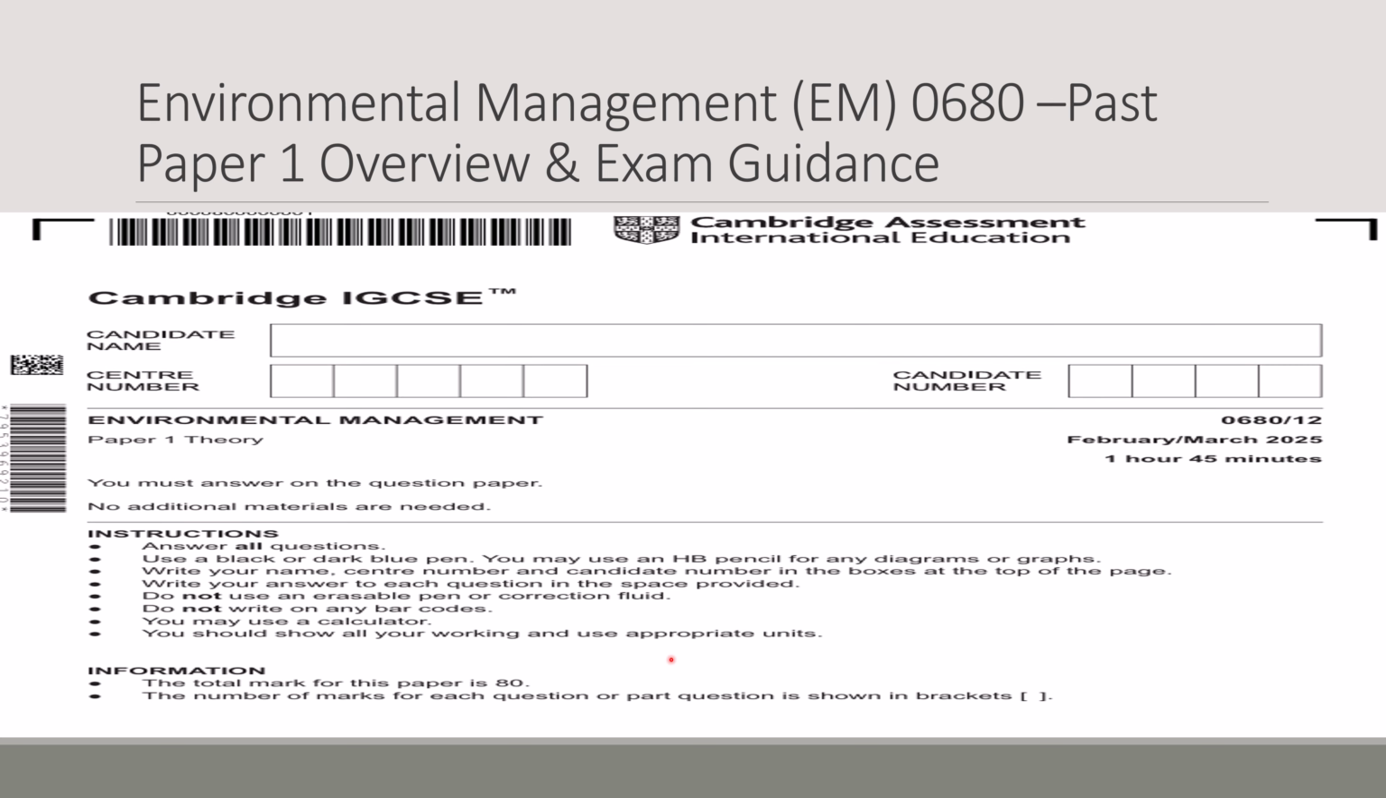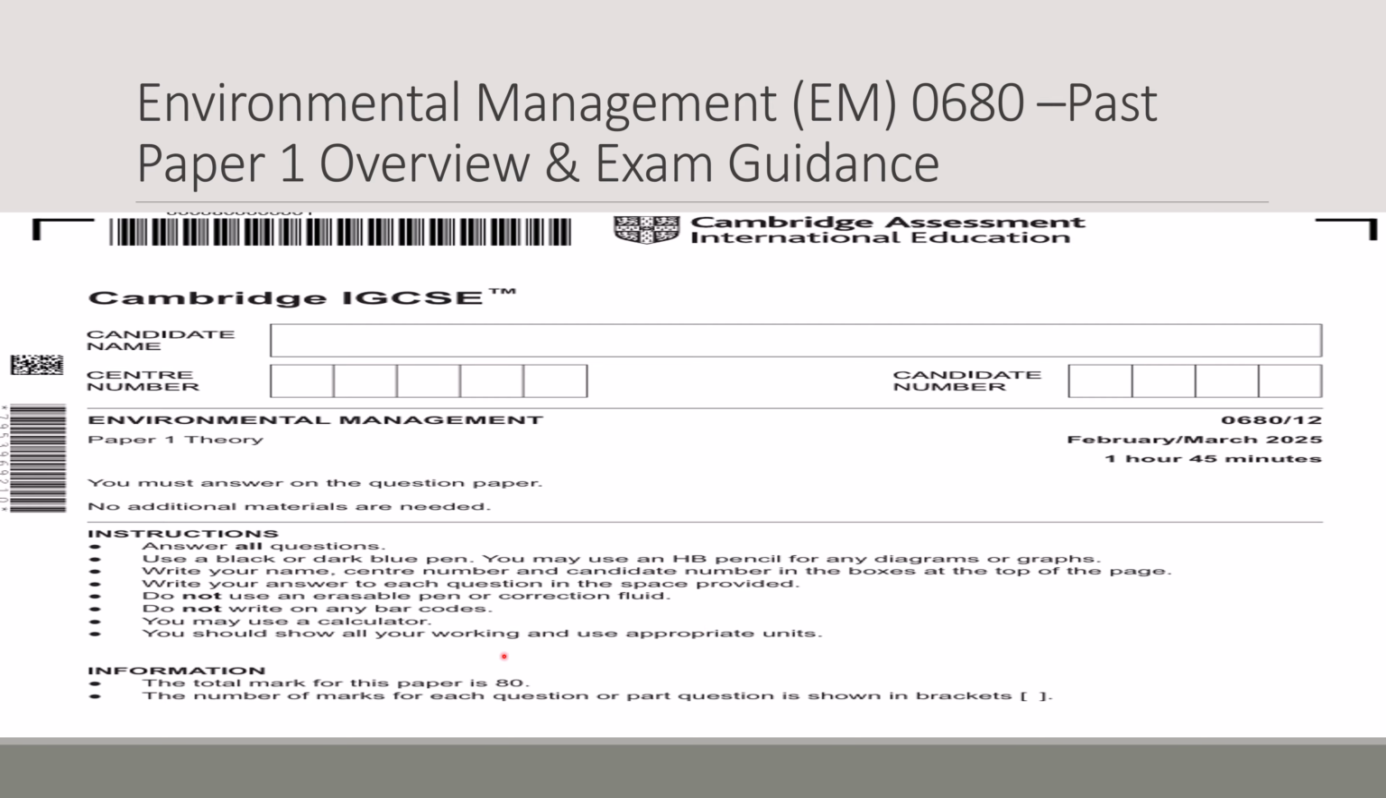The first page clearly states: answer all questions, use a black or dark blue pen. You may use an HB pencil for any diagrams or graphs. Write your name, center number and candidate number in the boxes at the top of the page. These are the boxes. You can write your name, the center number and candidate number over here. Write your answer to each question in the space provided. Do not use an erasable pen or correction fluid. You're not allowed to use any kind of erasable pen or any Tipp-Ex or any other correction fluid.